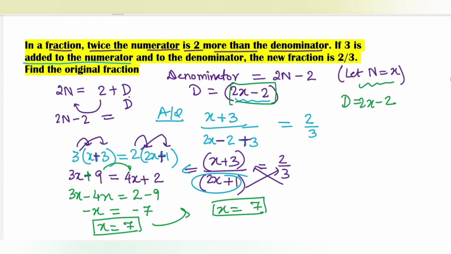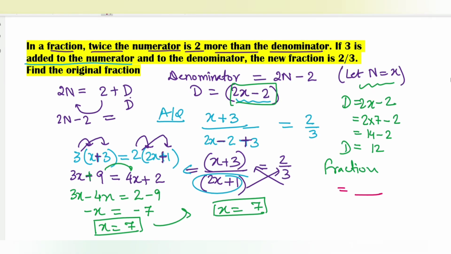See here. 2x minus 2 means 2 into 7 minus 2, means 14 minus 2. So the denominator we are getting is 12. So the fraction is what? Denominator is 12 and numerator is 7. 7 upon 12. This is the answer.